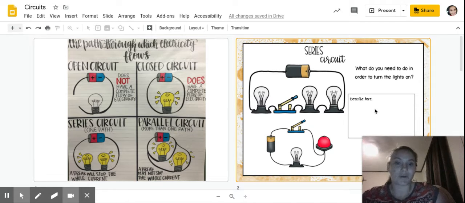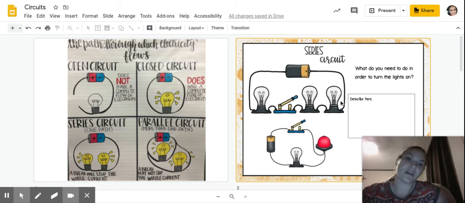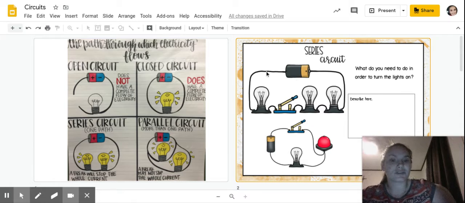All right, so an example of a series. Right here, we have a series circuit. It has an open circuit because the switch is open. If it's up, it means it's open and it's broken. But if we were to close it, this would still be a series because there's only one flow of electricity going around. Okay, so that would be a series.